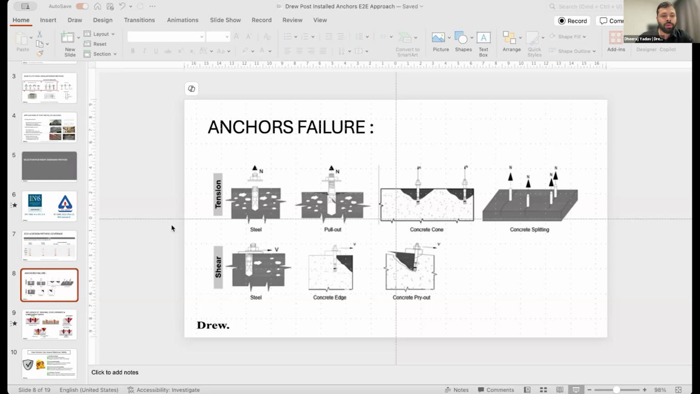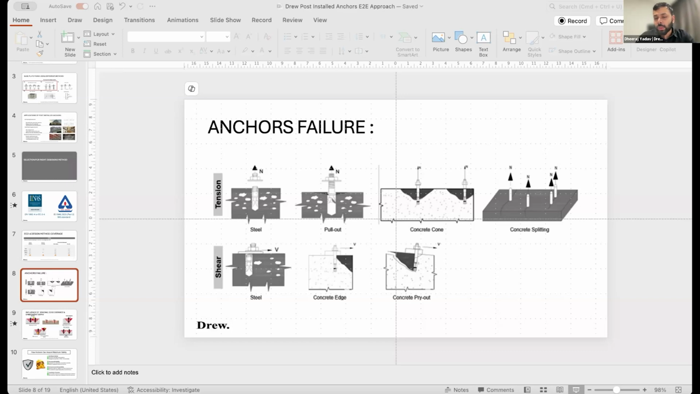A little brief about all of these failure modes. Steel failure is very well understood by the terminology. The steel of the anchor can fail; the concrete doesn't fail in this scenario. Basically the anchor material fails. Then the second failure mode is the pull-out failure mode. In this, the base material remains intact, but the anchor slips out of the base material.